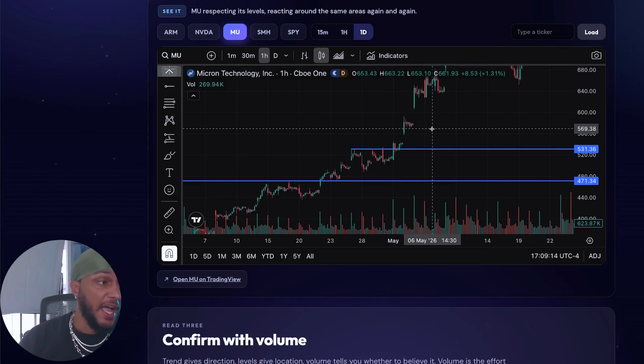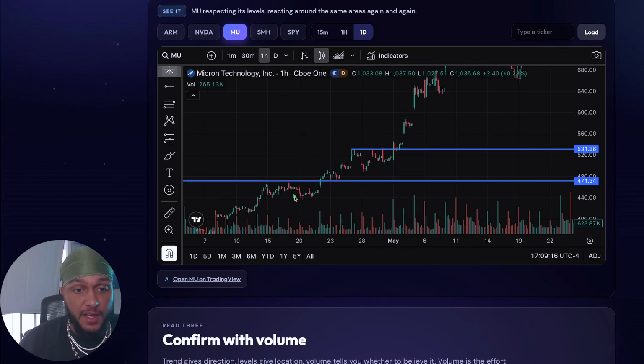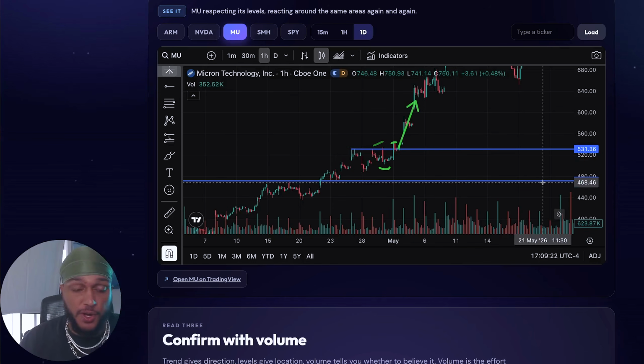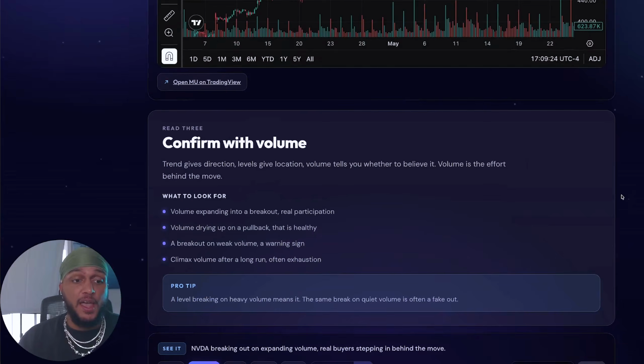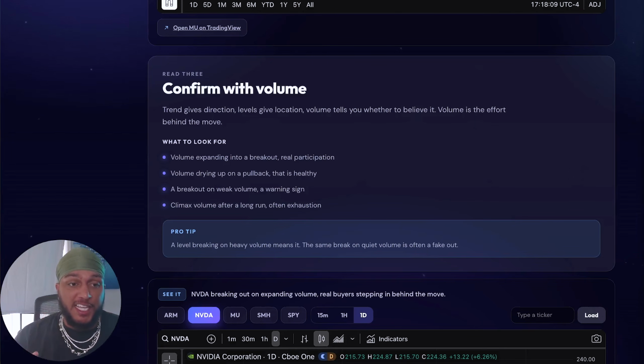Simple stuff here. Again, going back to the first point, market structure: higher low, higher high, higher low, higher high, higher low, higher high. Then you broke out to new highs on Micron at 531, like we talked about in step number 1. Number 3. Like we talked about in my last video about ARM, you have to confirm the move with volume. Trend gives direction, levels give location, and volume tells you whether to believe it or not. Volume is the effort behind the move.